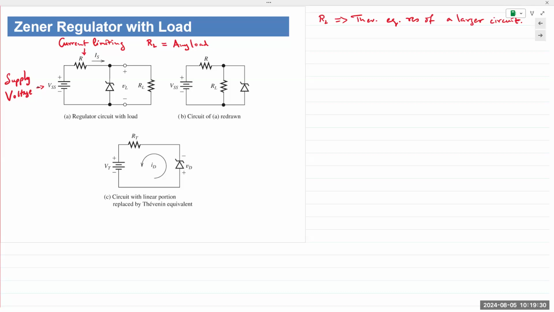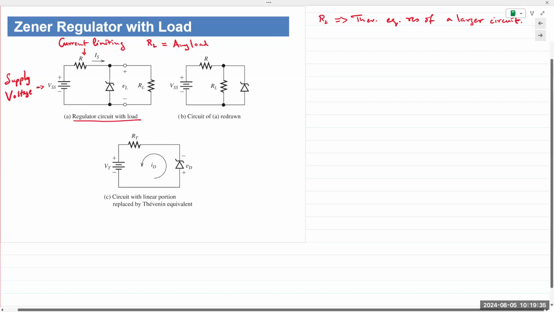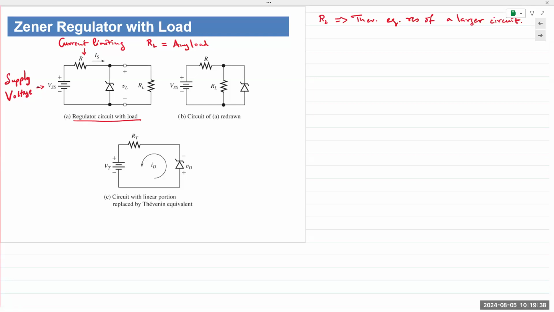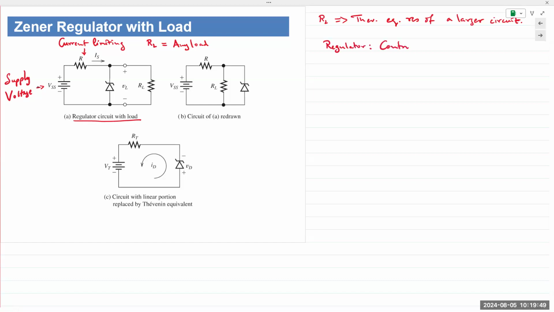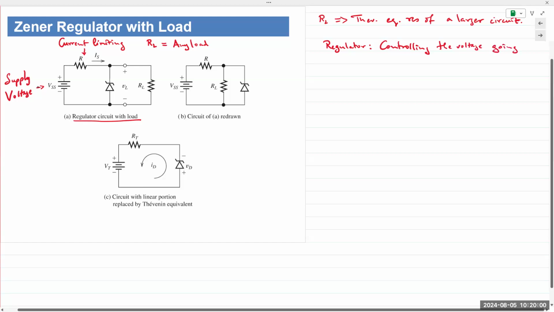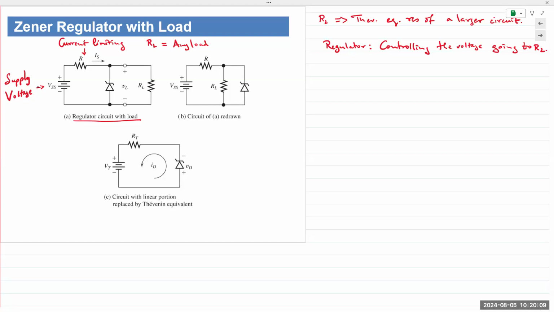Anyway, let's come back to our example problem. So we have here a regulator circuit with load. Regulate simply means you're controlling a system. And in this case, what the Zener diode is doing is controlling the output voltage from the supply going into RL. So the regulator controls the supply voltage that goes into the load.